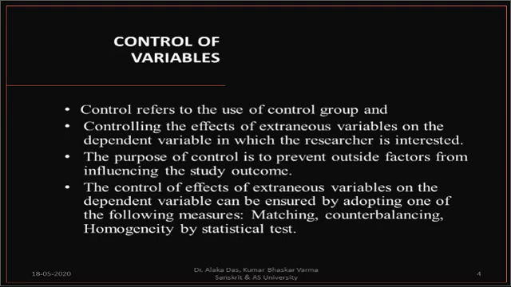So control is used to prevent outside factors from influencing the study outcome. Control in experimental and control groups may be brought to matching, counterbalancing, and homogeneity by statistical tests like chi-square, ANOVA, ANCOVA, etc.